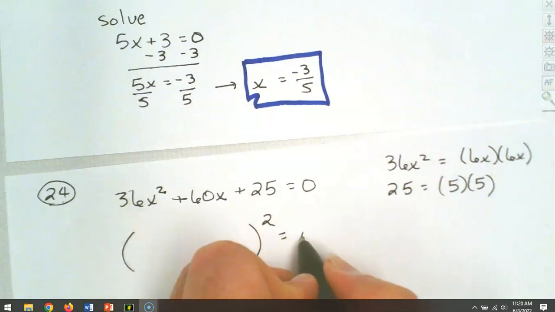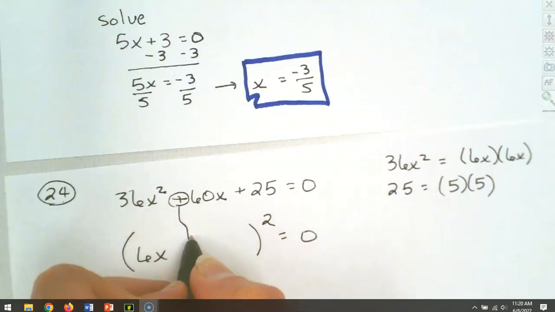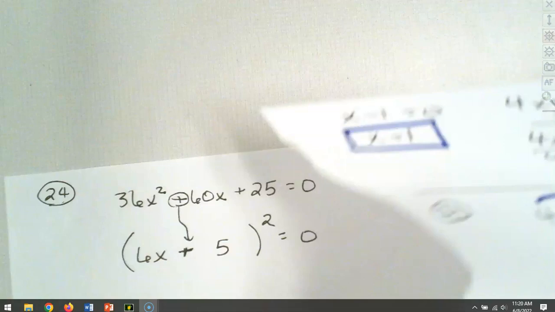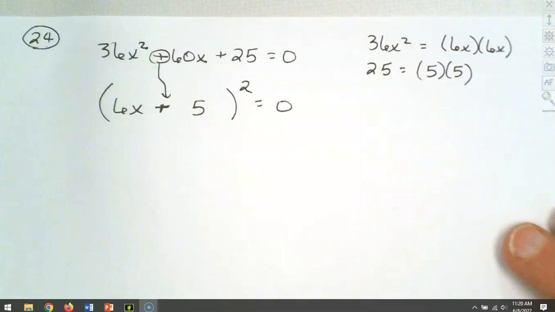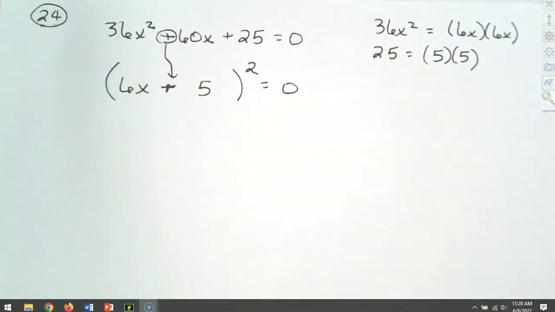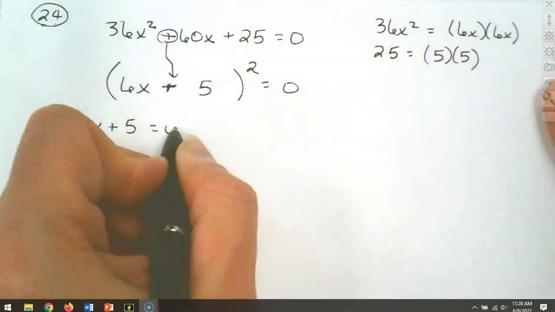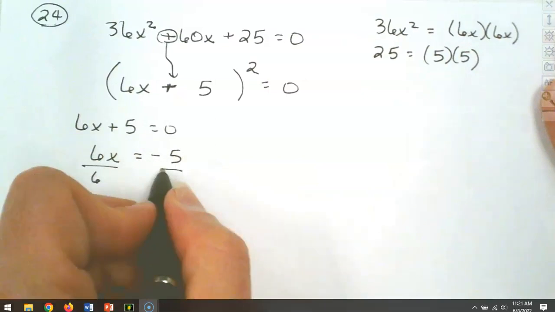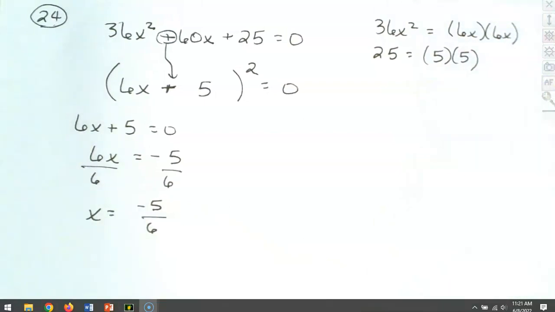Okay. And what do we know here? That's going to come down as a 6x. The sign in the middle comes down with it. So that's a plus there. And then we've got a 5. Almost finished here, so bear with me for just another moment or two. What does it look like now when we go to solve it? We've got 6x plus 5 equals 0. So 6x equals a negative 5. We divide by our 6, and so our one solution is negative 5/6.